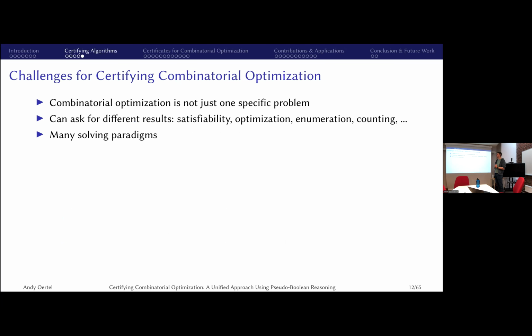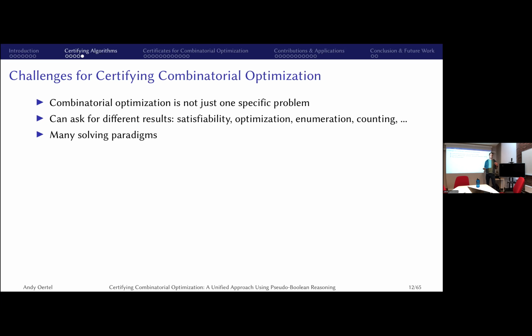And so how do we do now? Certifying combinatorial optimization. First we have some challenges, which I told you about: there are all these different optimization problems, or combinatorial problems. We have an objective function and a set of feasible solutions, and then we can ask different things about it. We can ask if there is a solution, satisfiability. We can ask what the optimal solution is, optimization problem, enumeration, or counting.